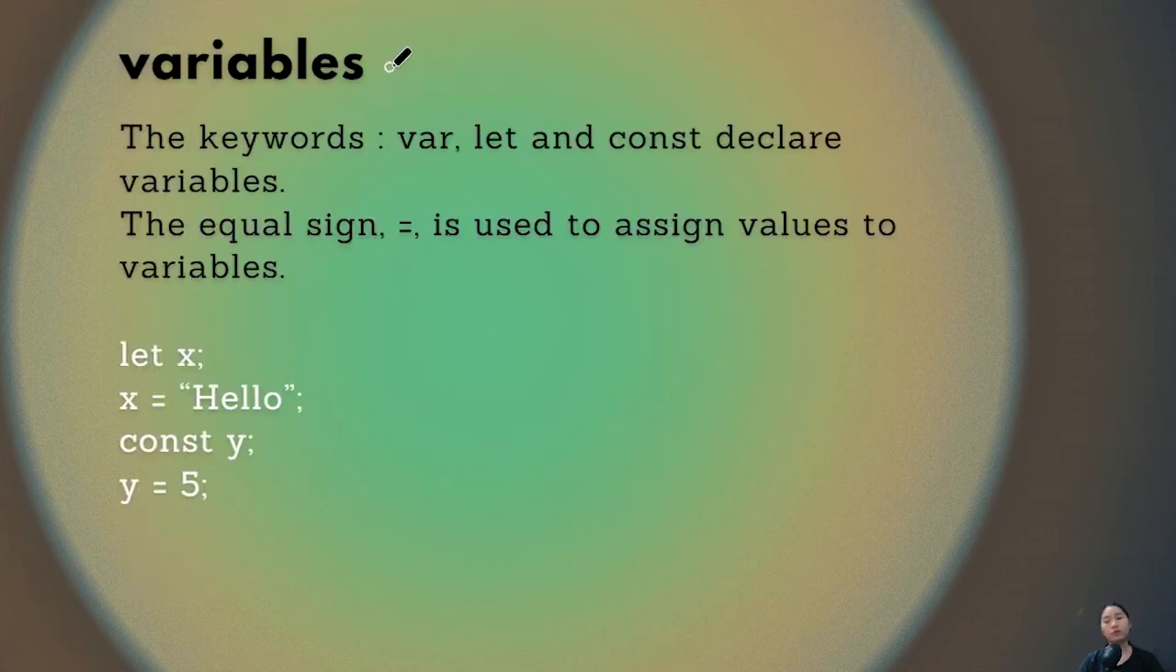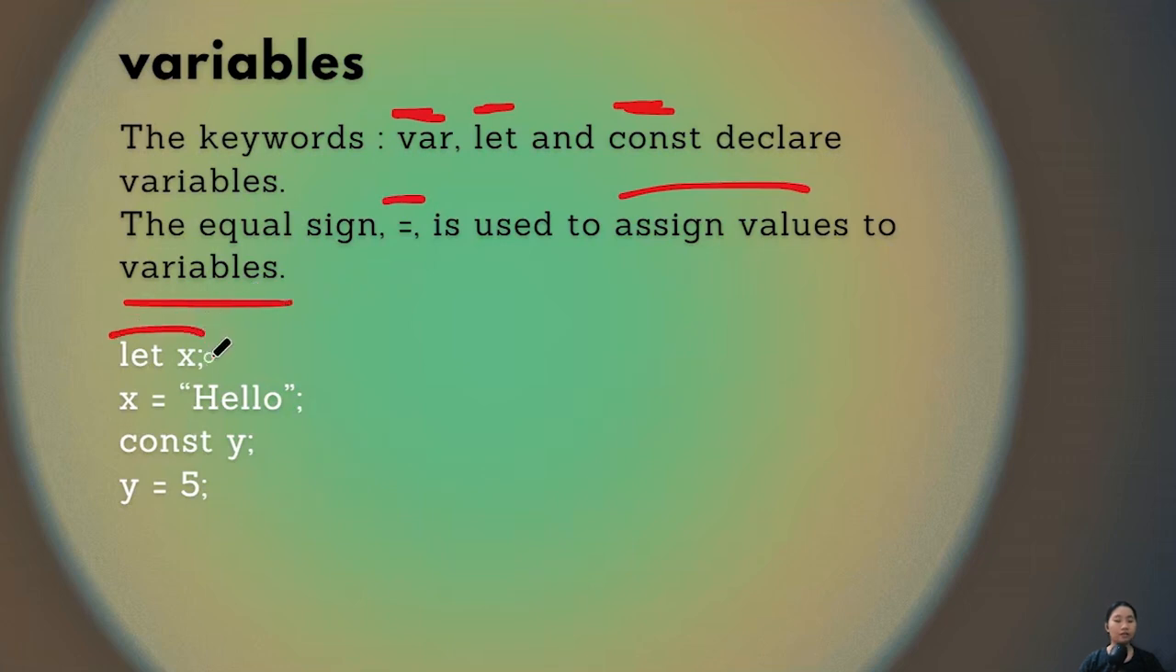Now, onto variables, which are a bit more complex compared to literals. In order to declare a variable, you need the word var, let, or const. Var declares a variable, let declares a block variable, and const declares a constant variable, which you cannot change. The equal sign, called the assignment operator, is used to assign values to variables.